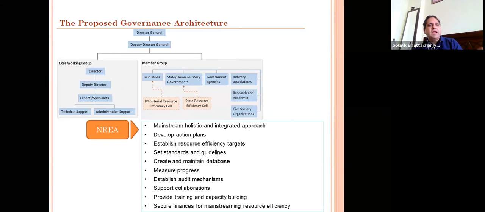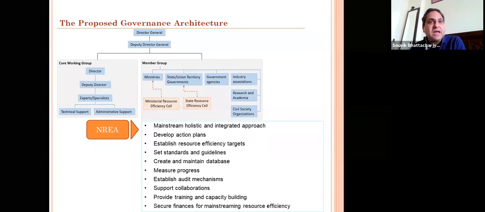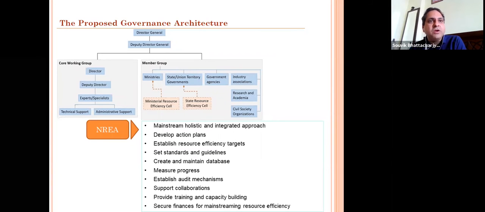And this is primarily an entity which the ministry had proposed as a National Resource Efficiency Authority. So what are their objectives? Their proposed objectives, and it's proposed because it is not yet developed, are that it is going to mainstream a holistic and integrated approach, develop action plans, establish targets for the different sectors, set up standards and guidelines, and create data and information. Where is the data going to come from?